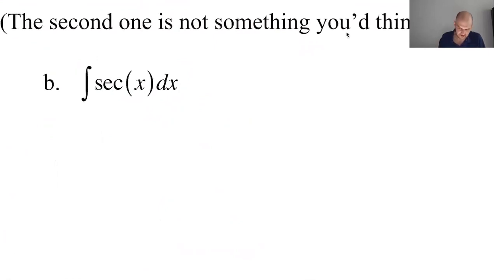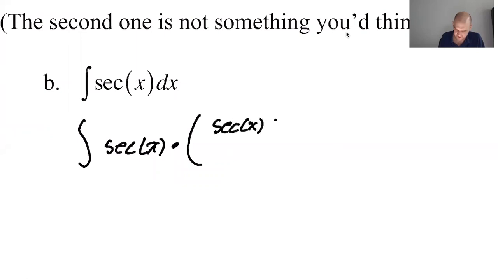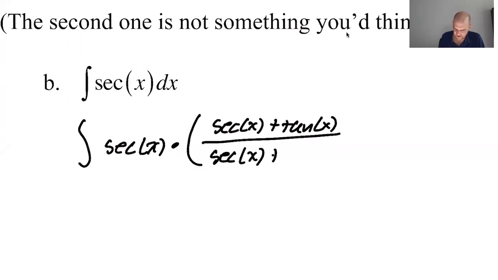So here's the trick. It's another clever form of 1 type thing. We got secant. I'm going to multiply by, and there's a reason for this, and you'll see it. I'm going to multiply by secant plus tan over secant plus tan.